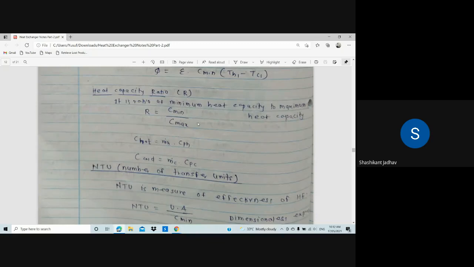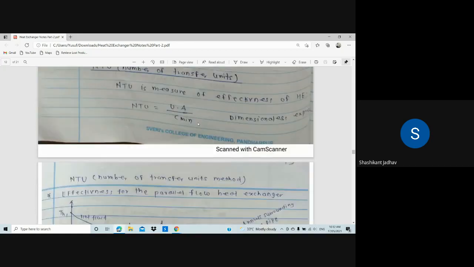Then what is meant by heat capacity ratio? Heat capacity ratio is denoted by R, and it is the ratio of the minimum heat capacity to the maximum heat capacity. Then number of transfer units: how to calculate it? NTU is the measure of the effectiveness of the heat exchanger. And what is the equation for the NTU?